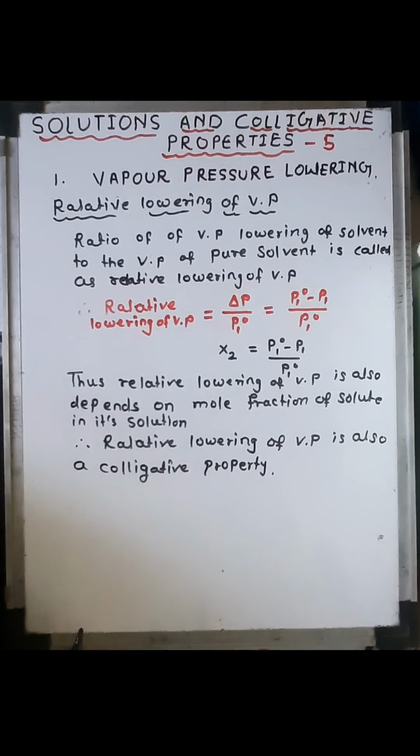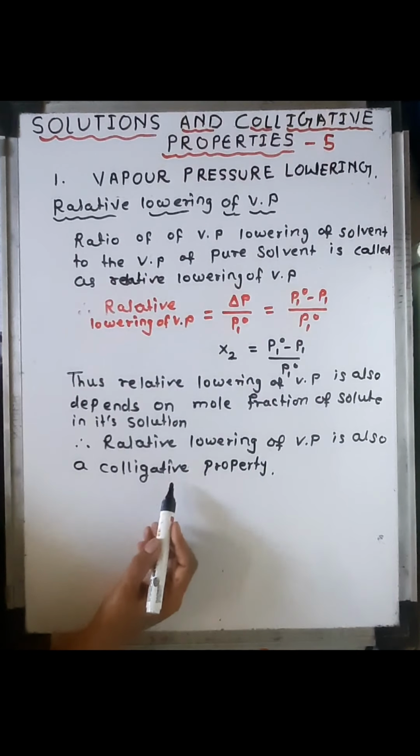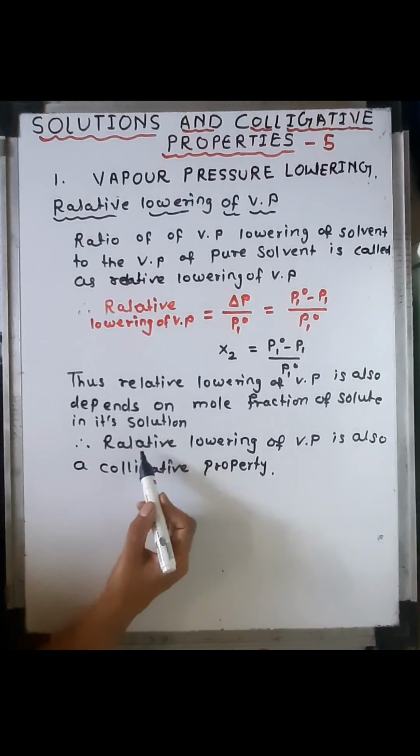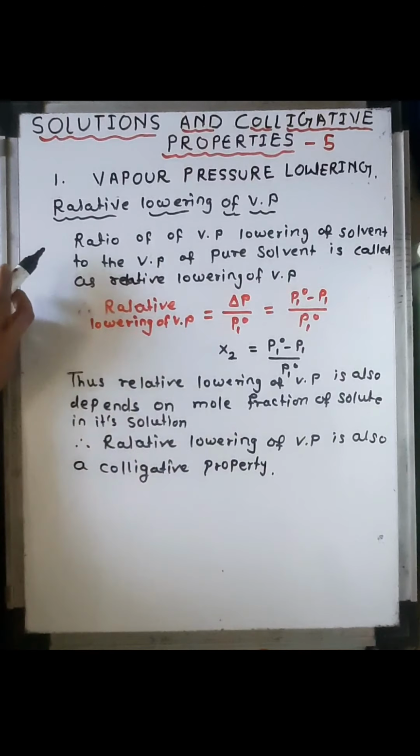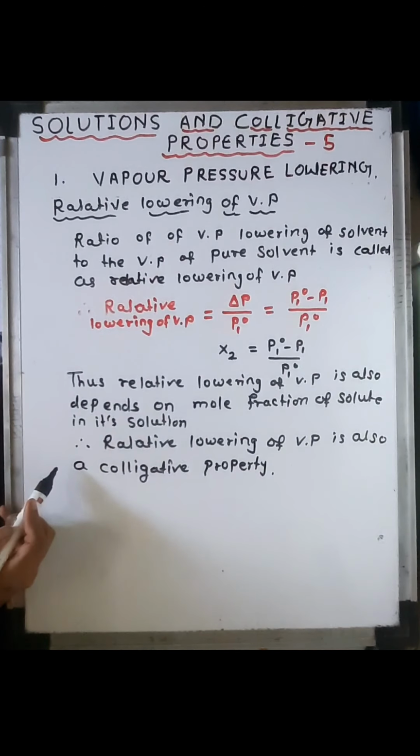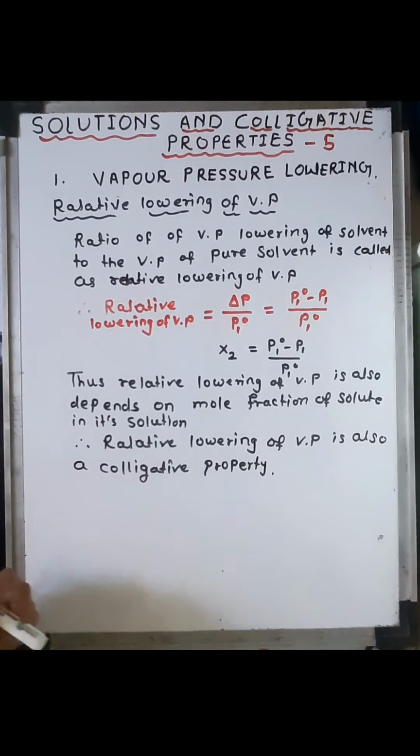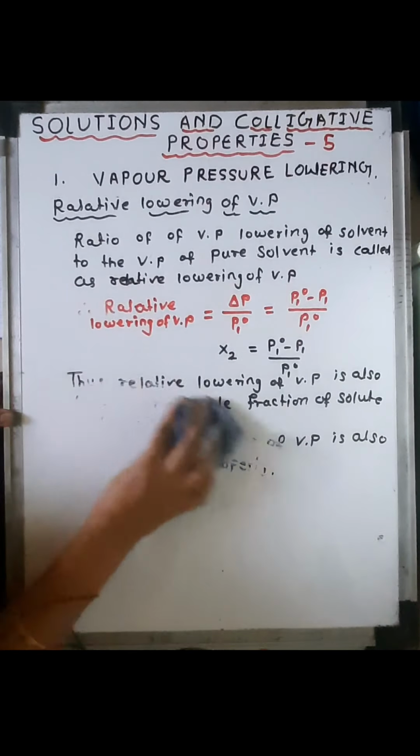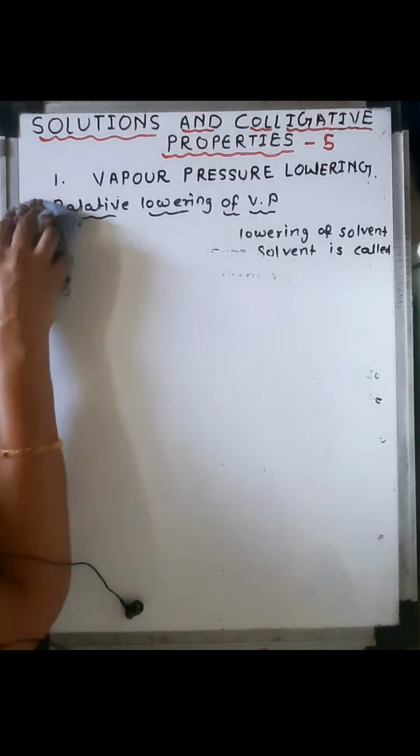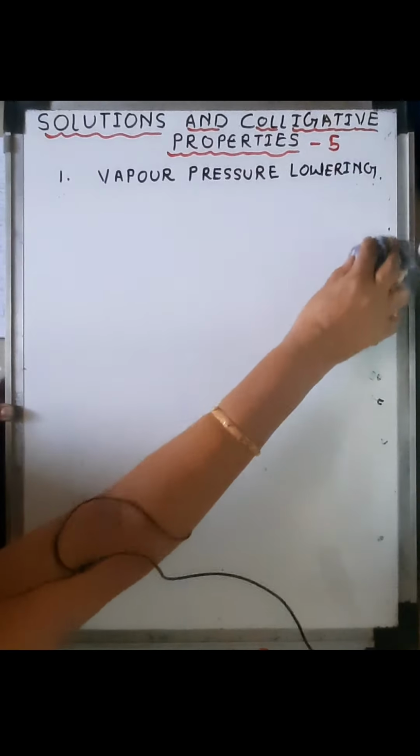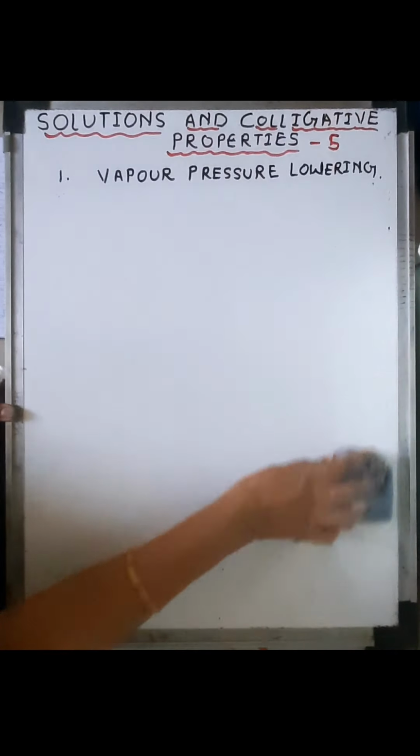If a question comes in the board exam that shows that relative lowering of vapor pressure is a colligative property, or explains why relative lowering of vapor pressure is a colligative property, then you must write all these things. Okay. Then the next topic is the relationship between molar mass of solute and vapor pressure lowering. This question can also come for 2 marks in the board exam.